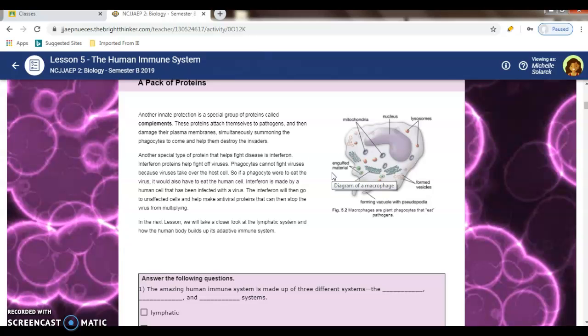The phagocytes cannot fight the viruses because viruses take over the whole cell. So if a phagocyte were to eat the virus, it would also have to eat the human cell, which is not good.